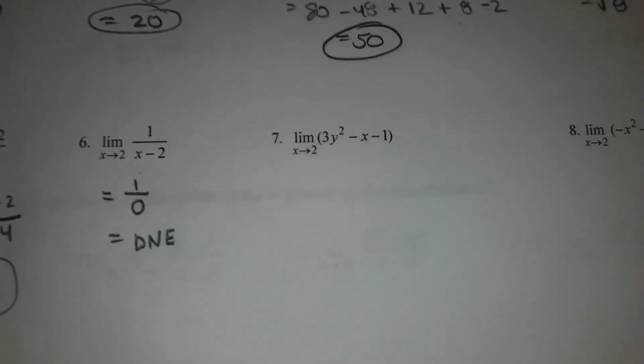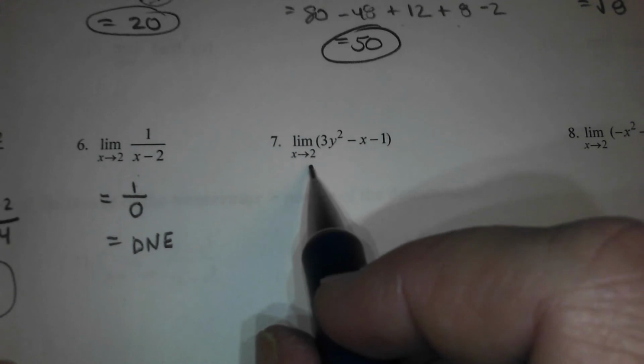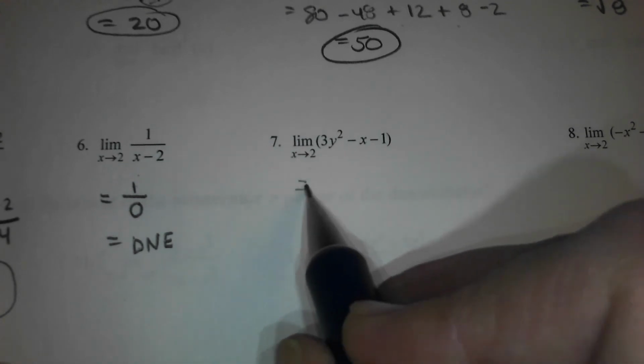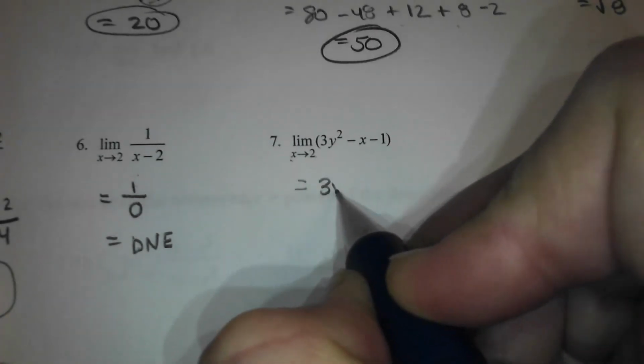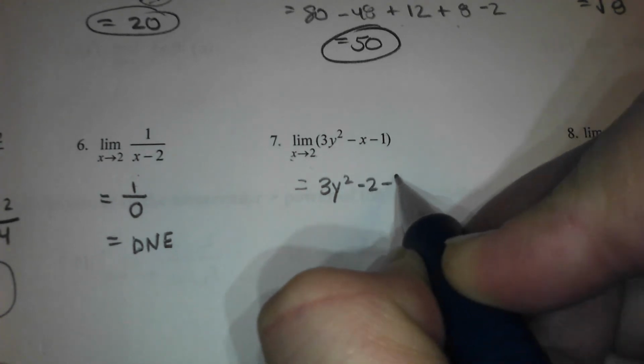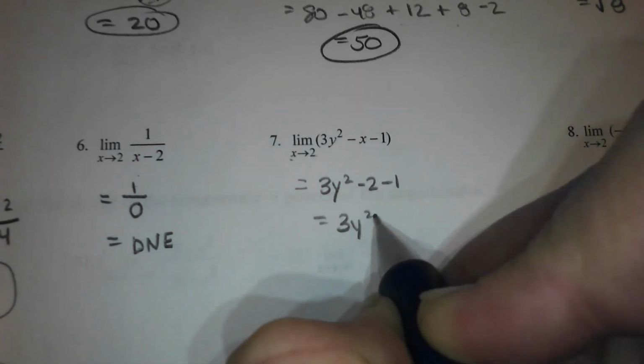On 7, if x is approaching 2, I'm only plugging in 2 for the x, not the y. 3y squared minus 2 minus 1 is 3y squared minus 3.